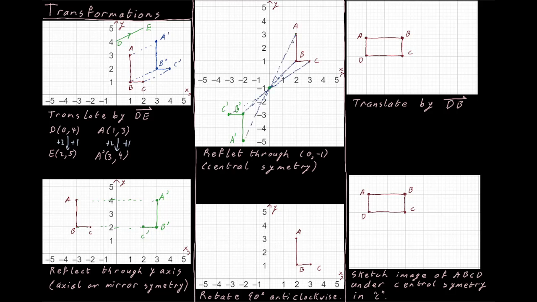So we have our dashed lines drawn in. And again, with our ruler, we'd measure how far we'd gone out to our green dot, and we continue the same distance in the same direction out to our image.